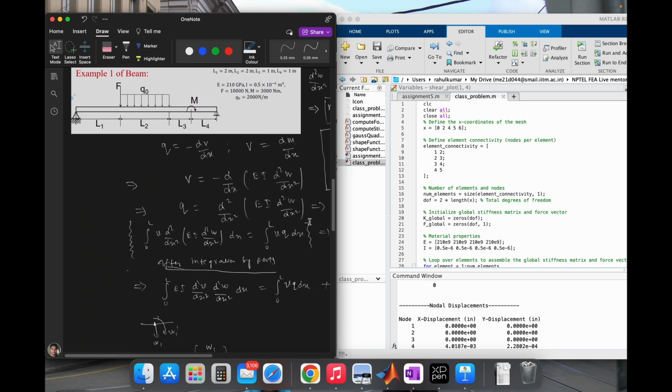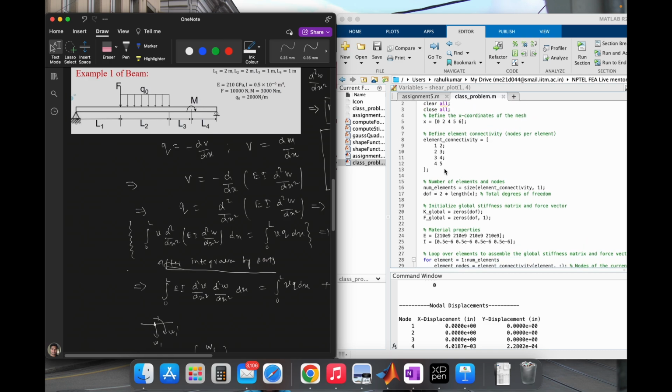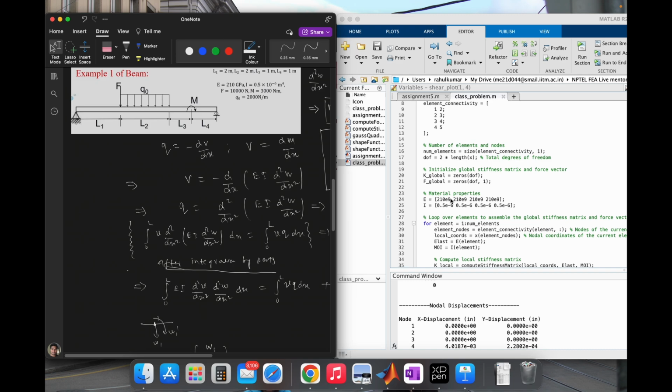Now this is the number of elements we will get by using the size function, so it will give 4, and this is the degree of freedom. Whatever the length of x, here the length of x is 5, so we have to use 10 degrees of freedom, because at each node there are 2 degrees of freedom.